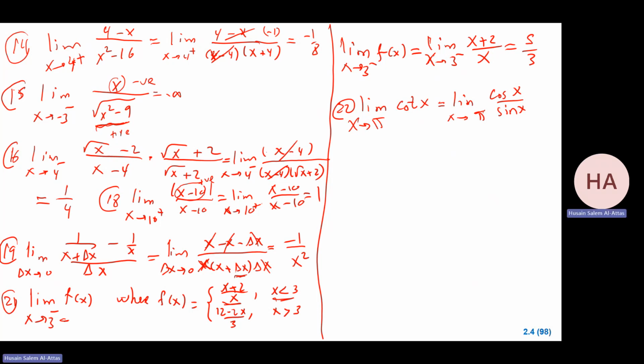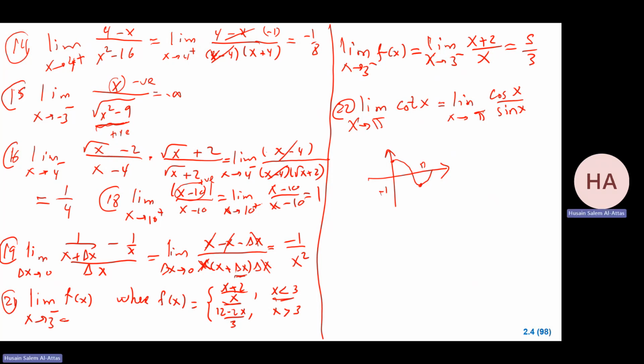So we have non-zero over 0. So it's like an infinity category. That will lead us to what? From left, this is cosine X. So this is pi. I mean, this is pi and this is minus 1.